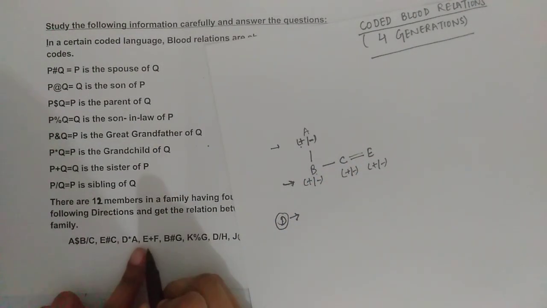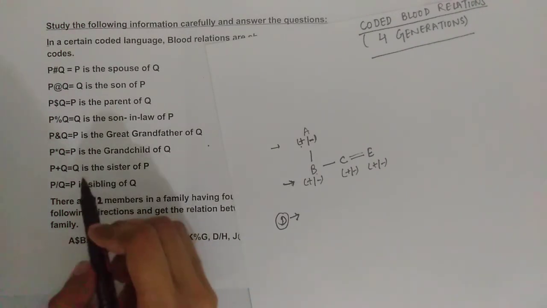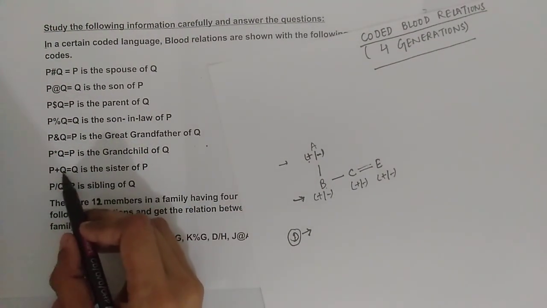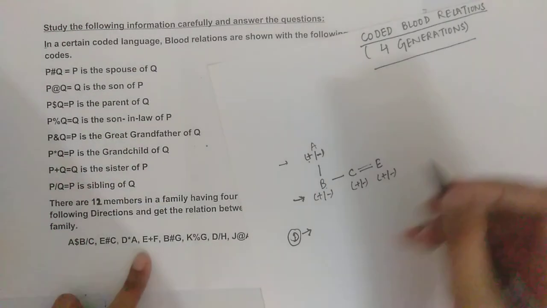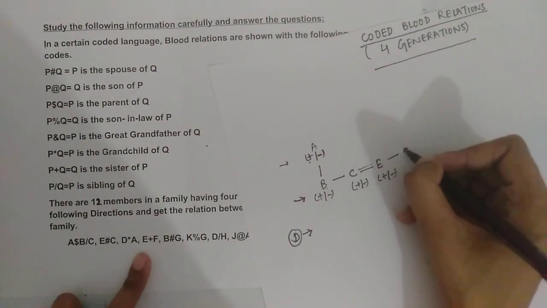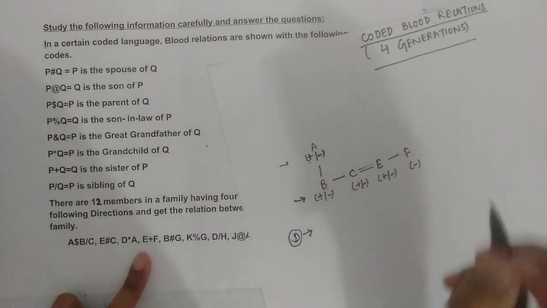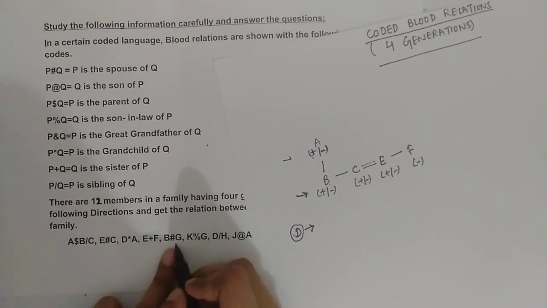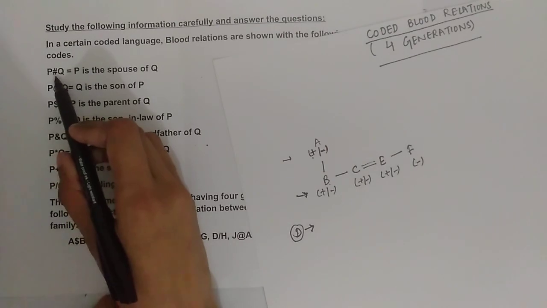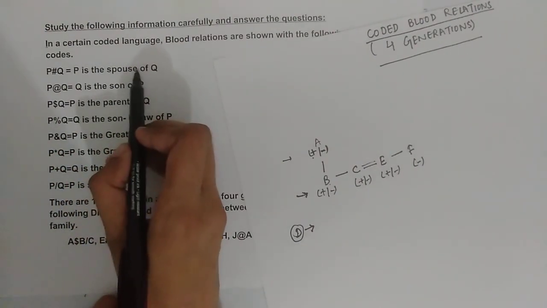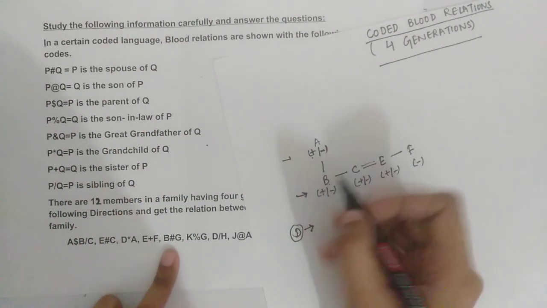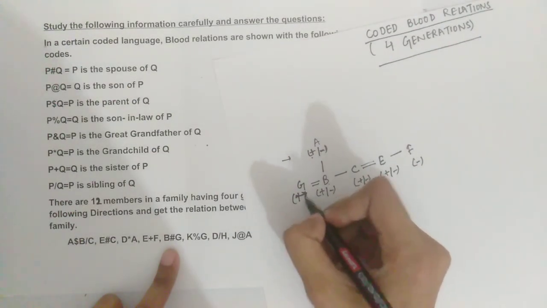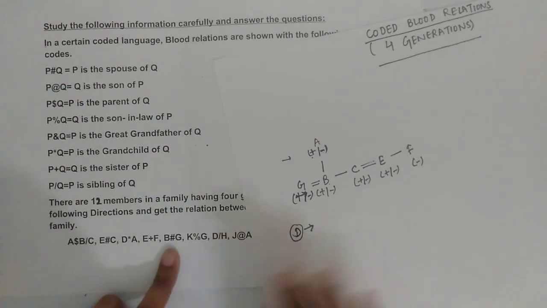Fine. Next, E+F. E+F, read it very carefully. E+F. Now F is the sister of E. Fine. Here it is E. F is the sister of E. So we know the gender of F, not E. B#G. B#G. B is the spouse of G. Here it is B. So B is the spouse of G. We don't know the gender of B and G.